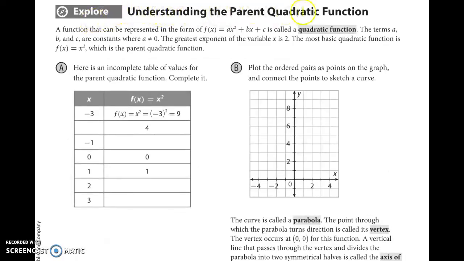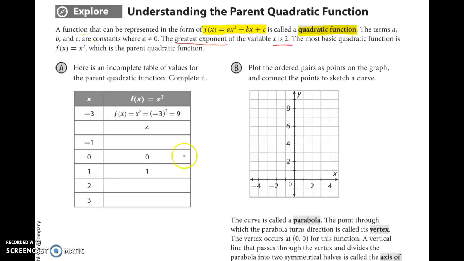It says, understanding the parent function of a quadratic function. So a function can be represented in the form f of x equals ax squared plus bx plus c, and this is called a quadratic function. What makes it a quadratic function is that the greatest exponent on the variable is 2. A, b, and c are just constant numbers. So a could be 2, b could be 3, c could be 4. It doesn't matter. They're just numbers. The most basic quadratic function is the parent function f of x equals x squared.